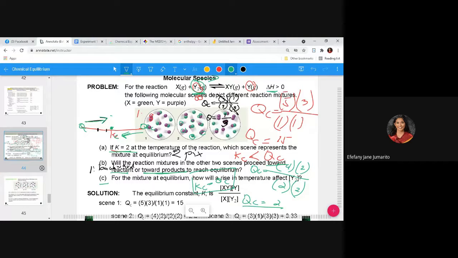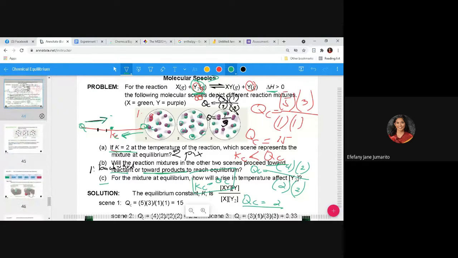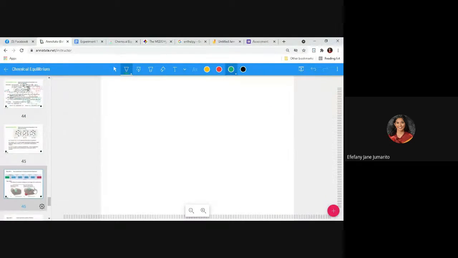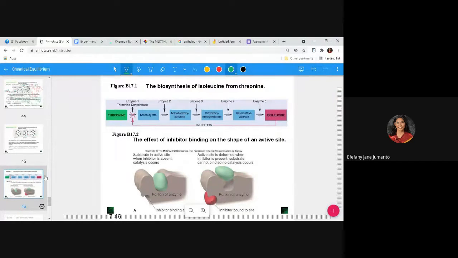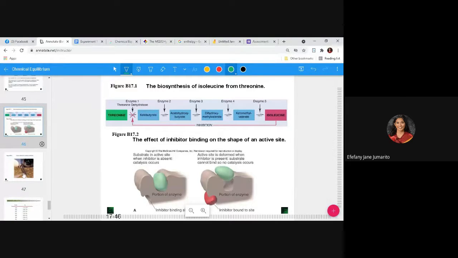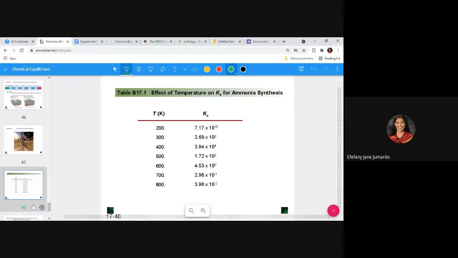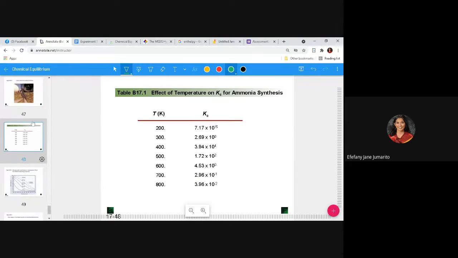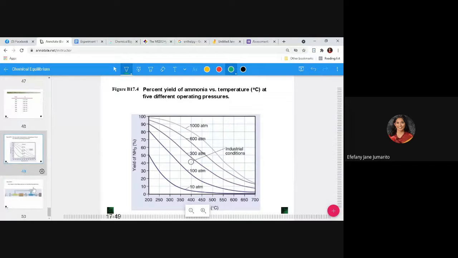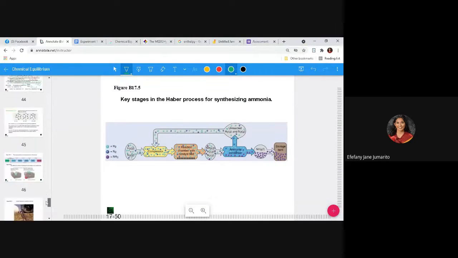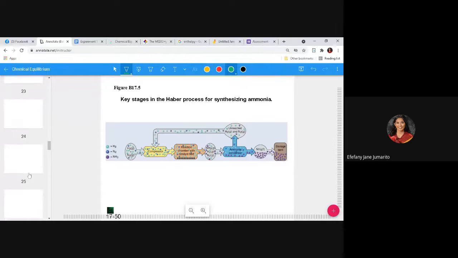Okay. So that's it. So this is for the biochem class. Liquid ammonia is used as fertilizer. All right, so that ends here. But for our ice table, so that's all for Le Chatelier's.